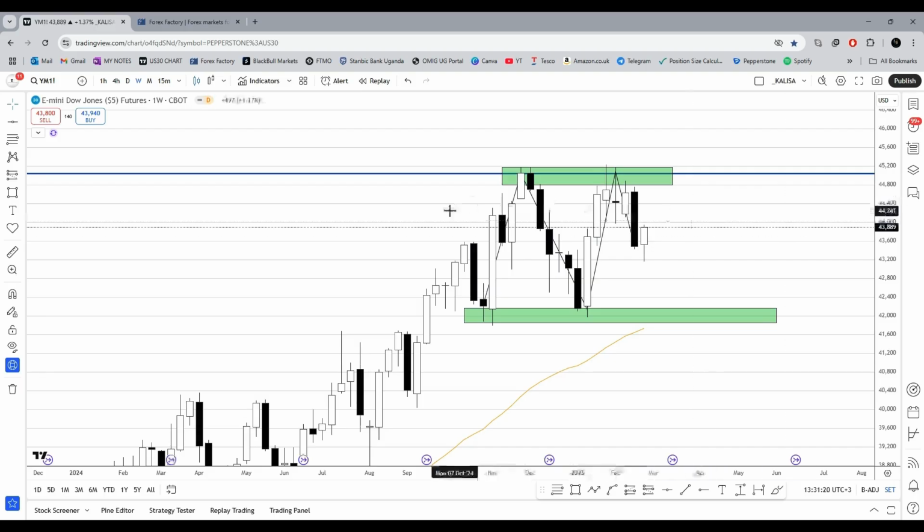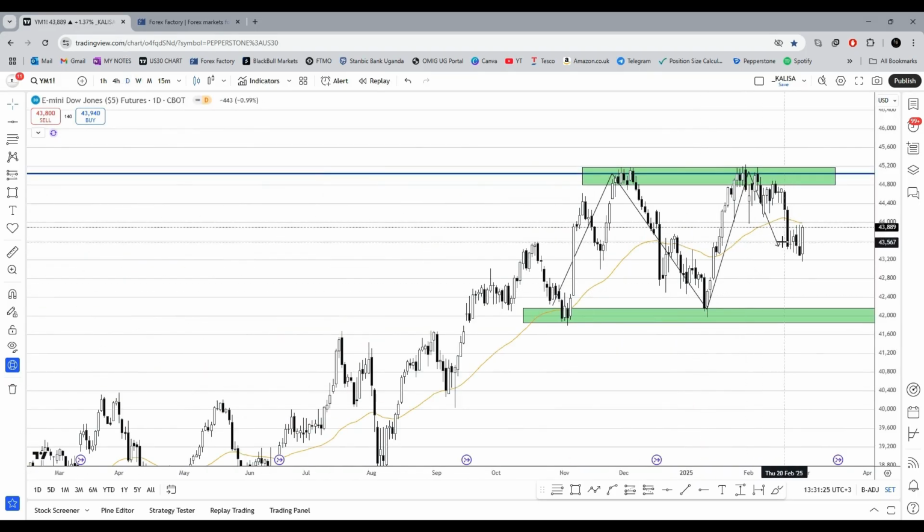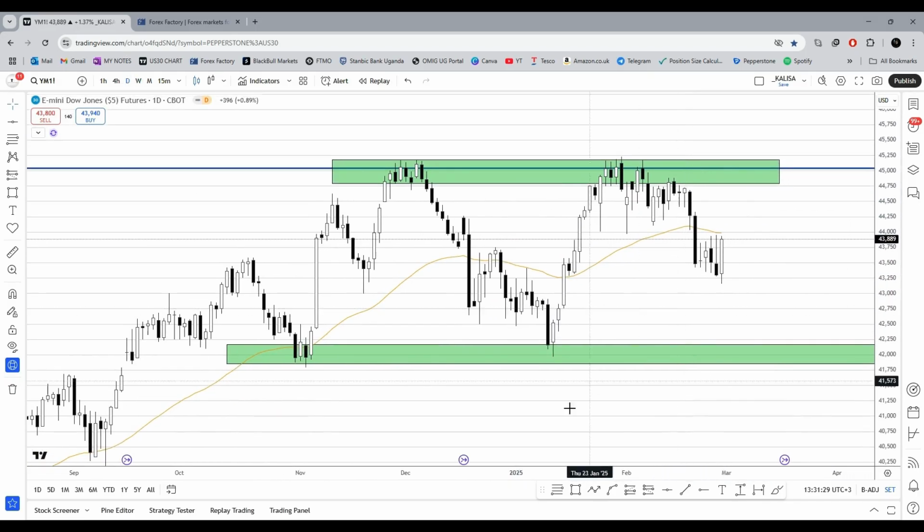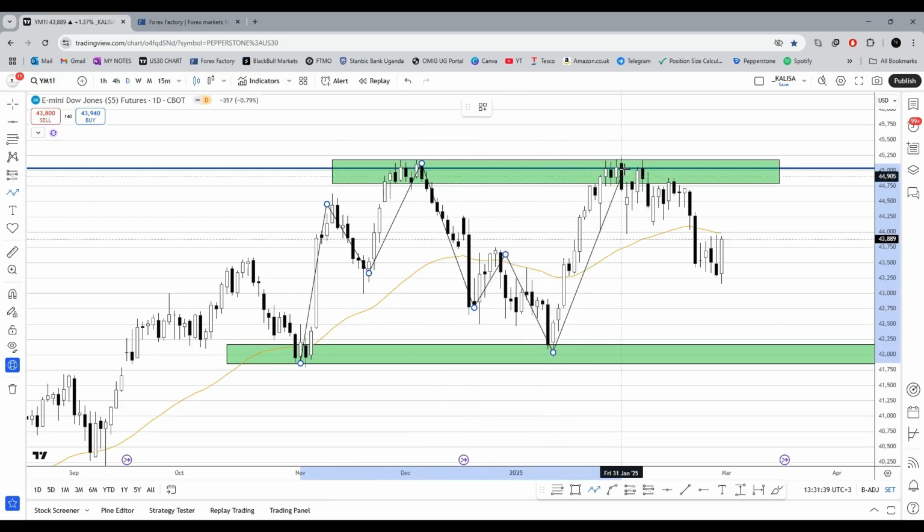So if we go down to the daily, this is the daily time frame. Let me just get rid of this arrow. This is the daily time frame. Now, as you can see, price pushed up, had a retracement, pushed back up, got to 45s. It came all the way back down to the base of 42s. It's pushed back up to 45. It failed, and now it's been creating lower lows and lower highs the whole way through.